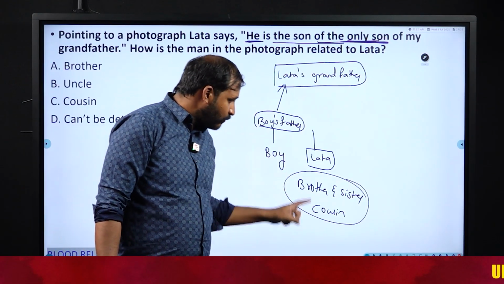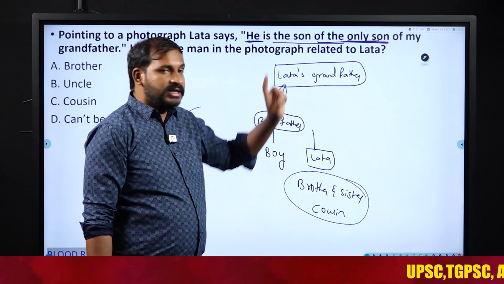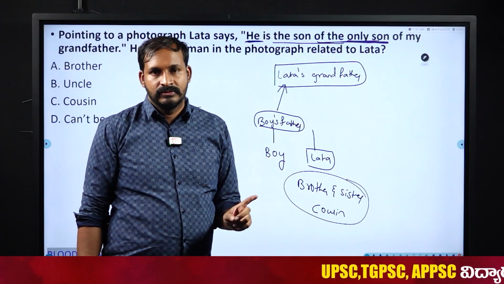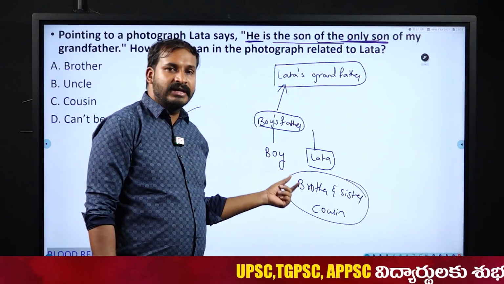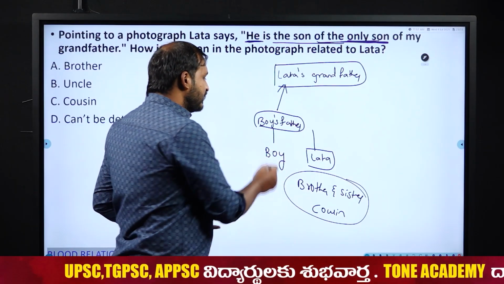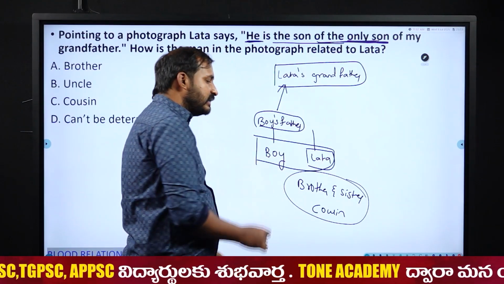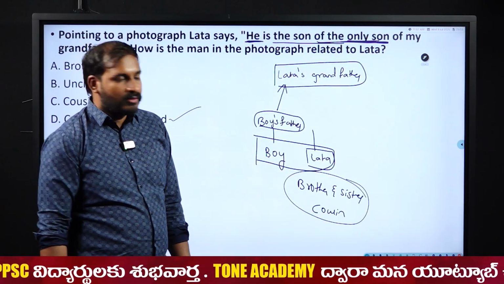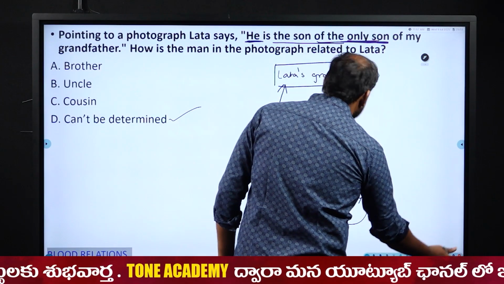Here there is chance for both brother and sister. They said only son, but there might be a daughter also. Remember this one. These things are very, very important here. So our answer here becomes cannot be determined. That is the reason each and every time first I am trying to locate the generation. Okay, right? Next, see the next one.